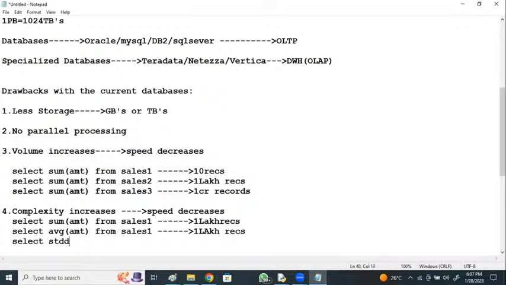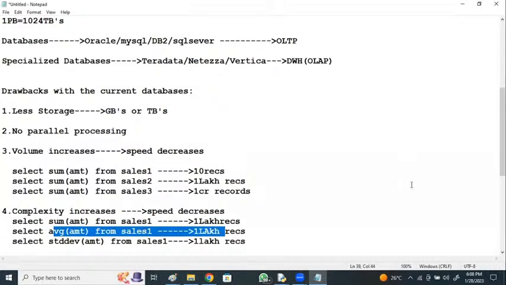Select the standard deviation of amount from sales one. All this has 1 lakh records, same sales one table. Which query executes faster among these three: sum of amount, average amount, standard deviation of amount from sales one? The first query again, because average amount is a two-step process. First the sum is calculated, next the average. Standard deviation requires a lot of internal processing. So again, the first query executes faster as compared with the other two.